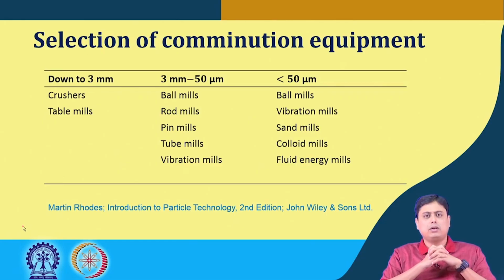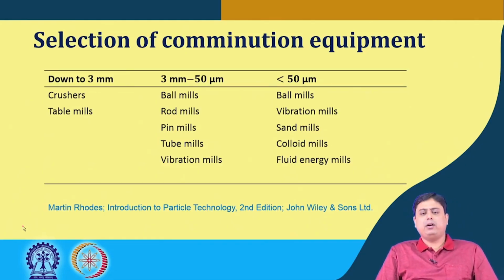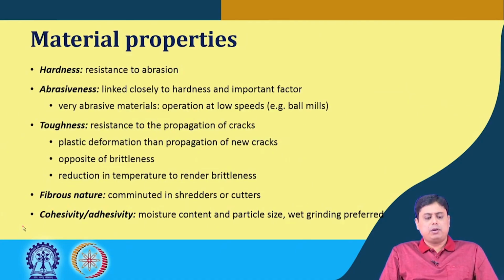So, this selection of comminution equipments obviously depends on certain parameters, and one of them is the material property. We have seen earlier how the stress can be applied or what kind of fracture we need to provide. That is one of the strategies, that is for sure. But along with that, material properties play an important role in deciding the type of equipment that we will be using. So, what kind of material properties?